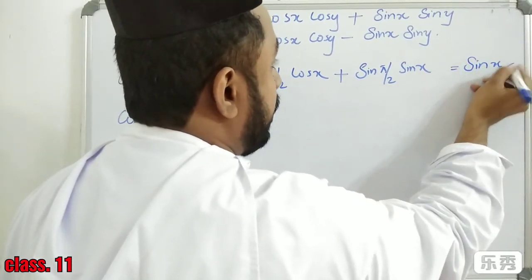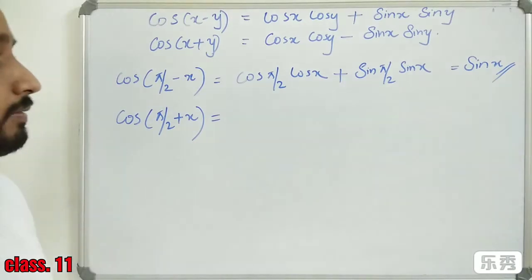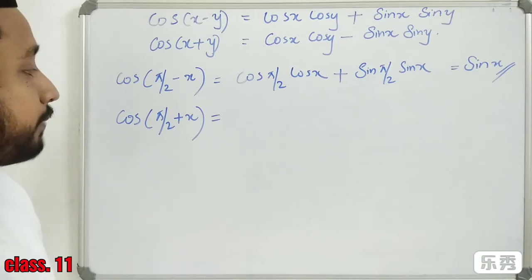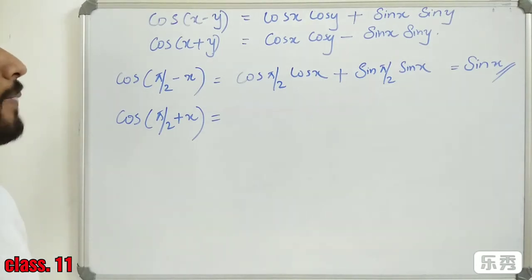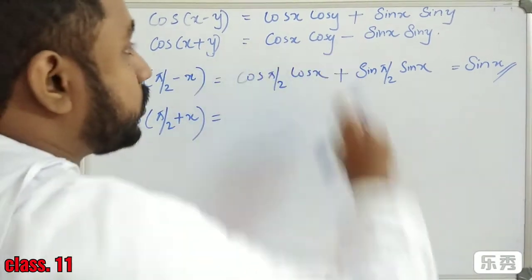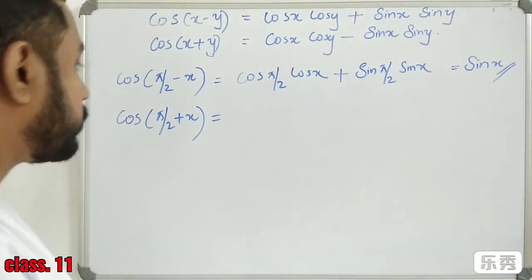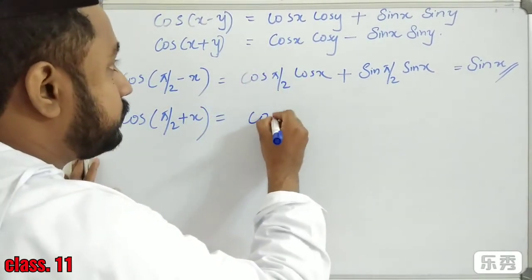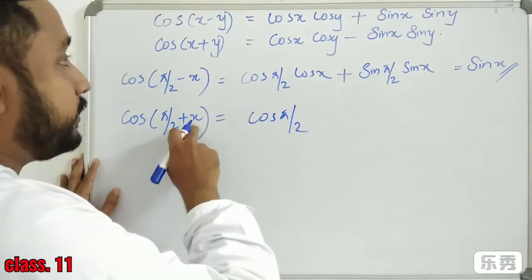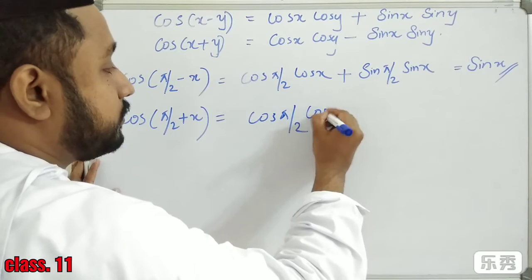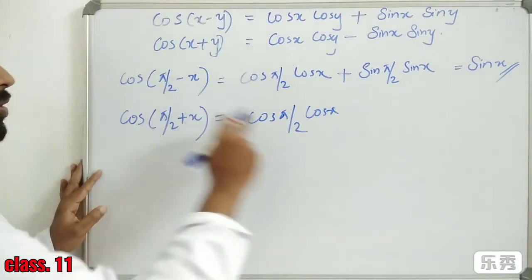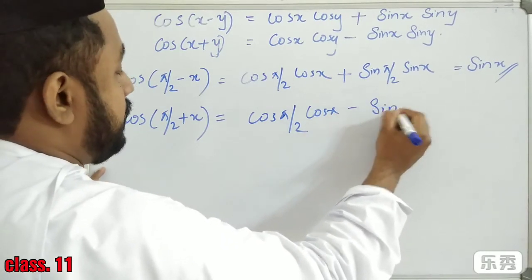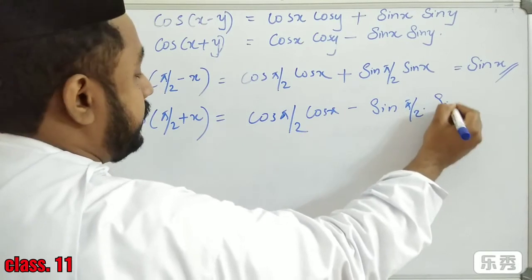So we got the formula cos(π/2 − x) = sin x. Next we are going to study cos(π/2 + x). Cos(x + y) is cos x cos y minus sin x sin y. So cos(π/2 + x): here x is π/2 and y is x. So cos π/2 cos x minus sin π/2 into sin x.